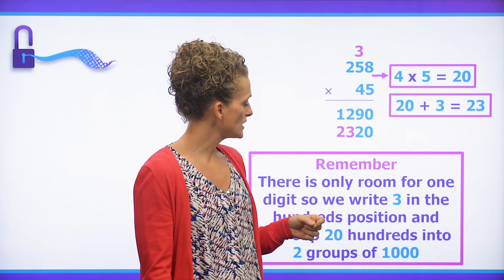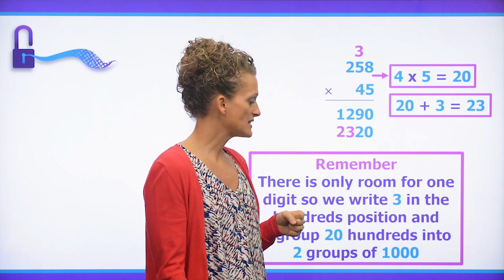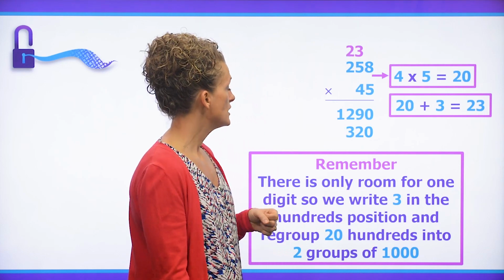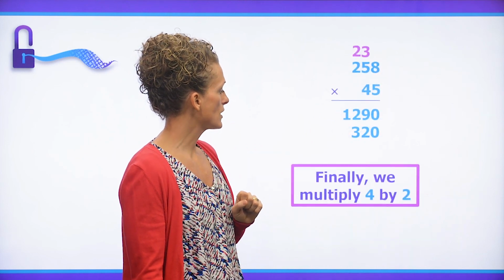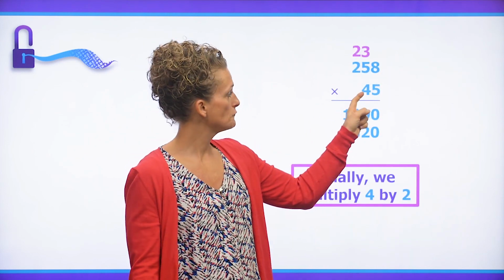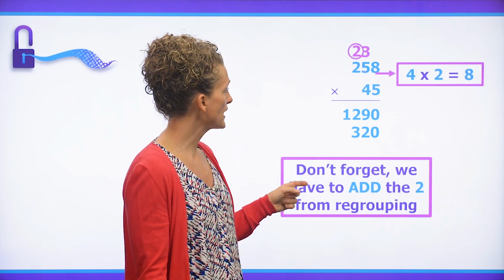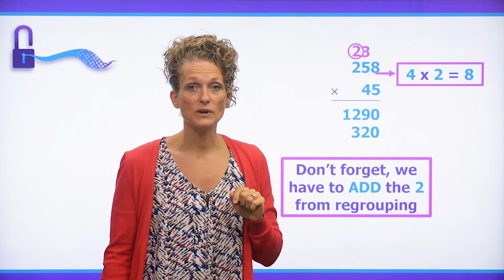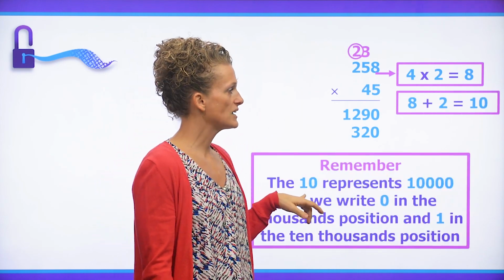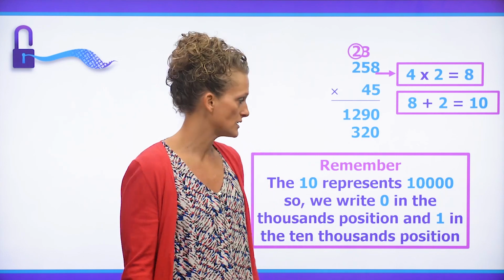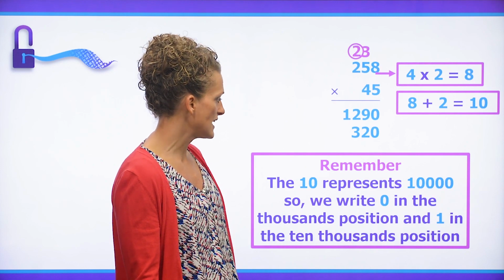So we're going to keep this 3, but this 2 represents 20 groups of 100, and that's actually 2 groups of 1,000. So we're going to place this 2 above this 2, and then we're going to do our final multiplication of 4 times 2, and that gives us 8. Don't forget we have to add this 2 that we got from our regrouping. So 8 plus 2 gives us 10, and keep in mind that 10 represents 1,000. So we're going to write 0 in the thousands position and a 1 in the 10,000s position.